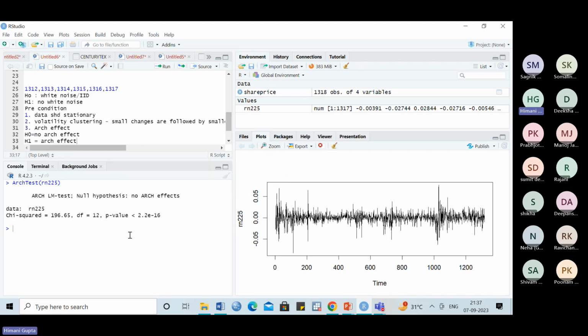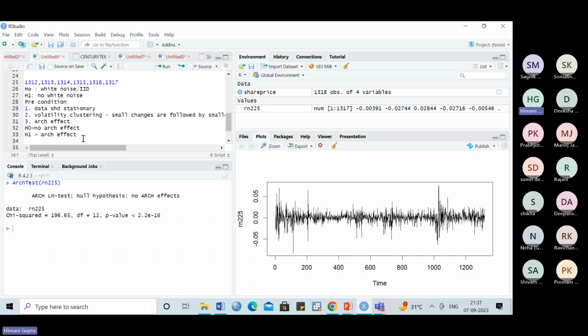Now here you can see that the p-value is less than 0.05. It means we will go with the alternative hypothesis, and the alternative hypothesis says that there is an ARCH effect. So my first condition is fulfilled, data is stationary. Second, volatility clustering is there, we have seen it from the diagram. And third, ARCH effect is there. So all the three conditions are fulfilled.